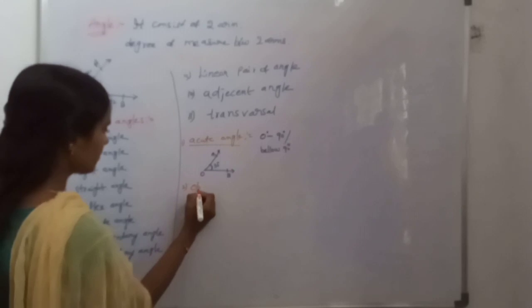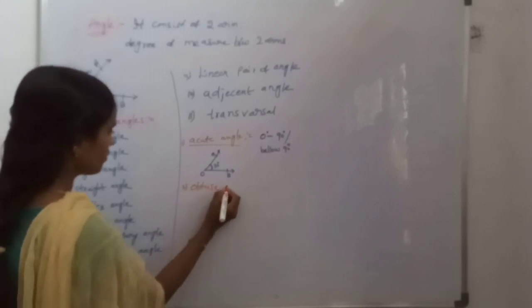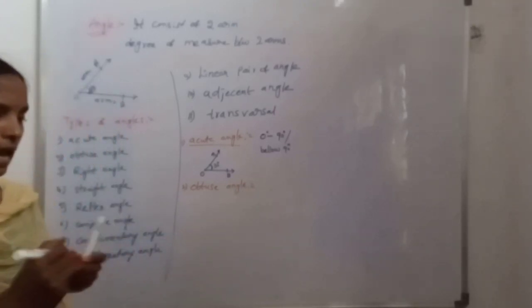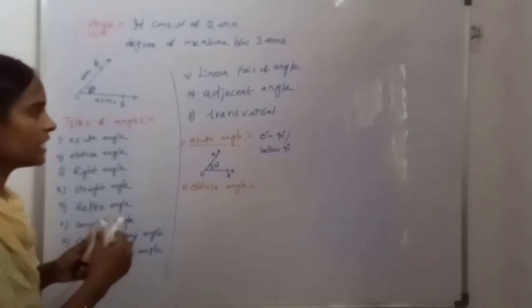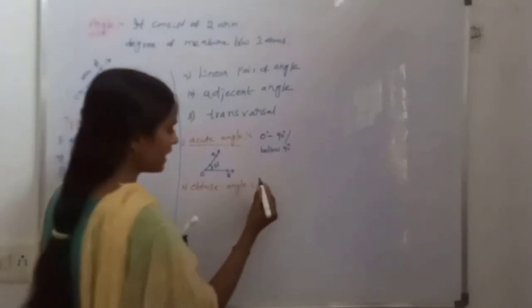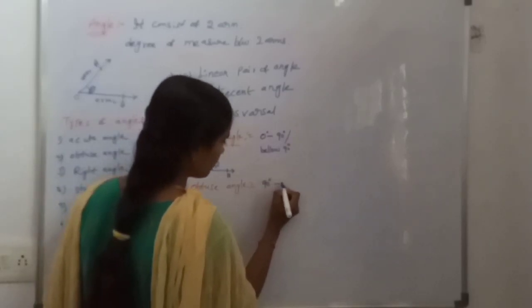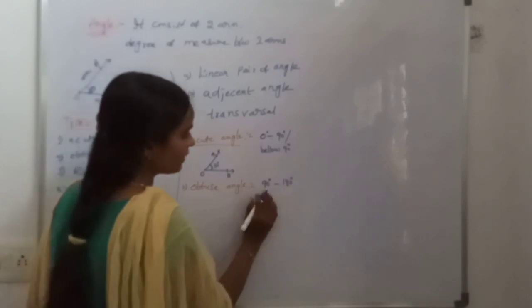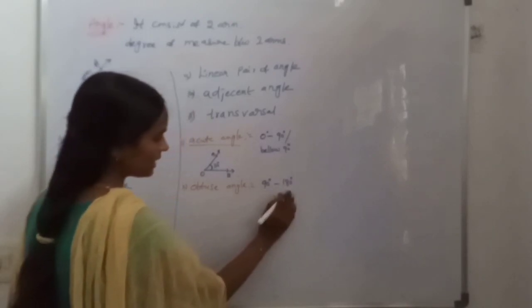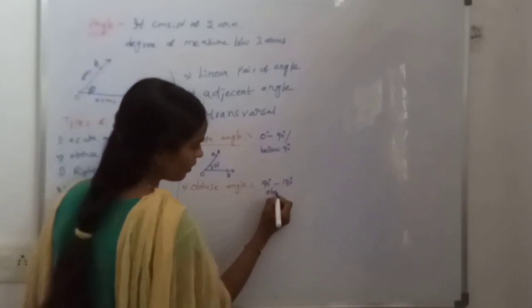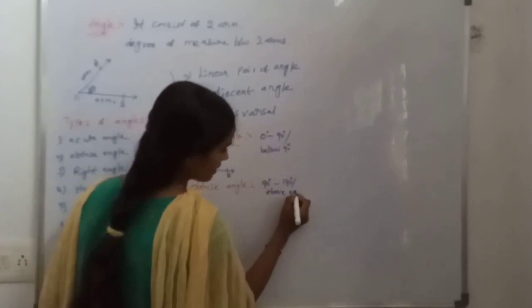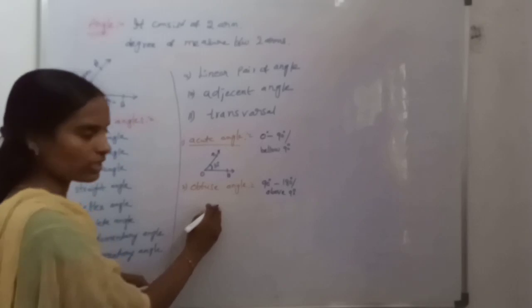Now obtuse angle. Obtuse angle means above 90 degrees, 90 degrees to 180 degrees. It is above 90 degrees. That is called an obtuse angle.